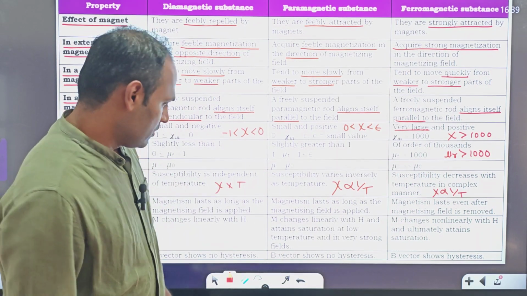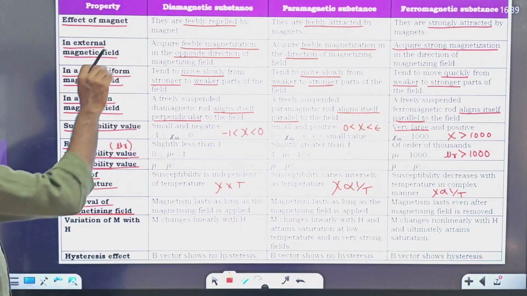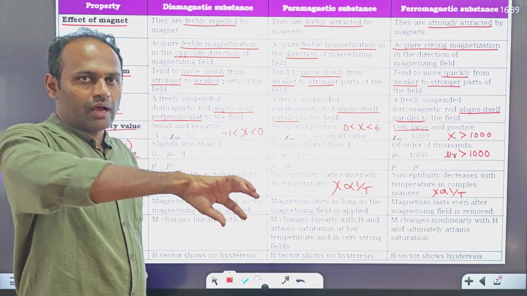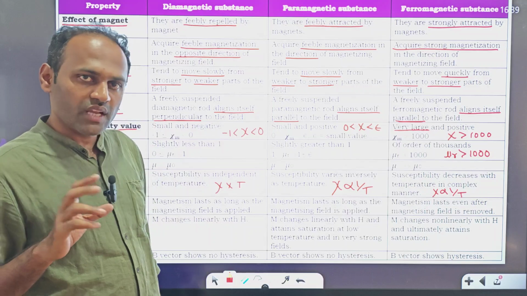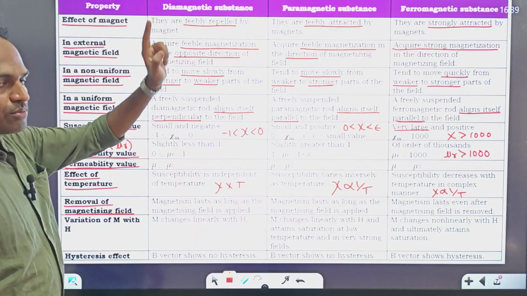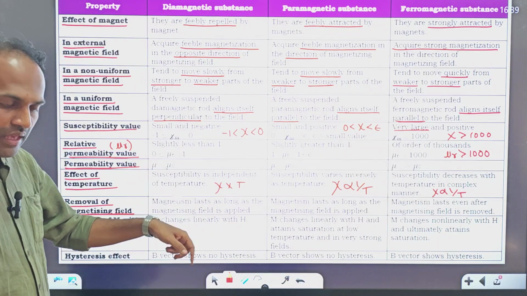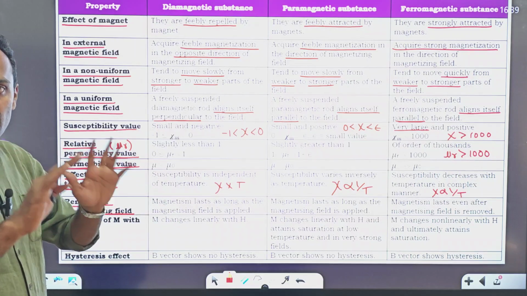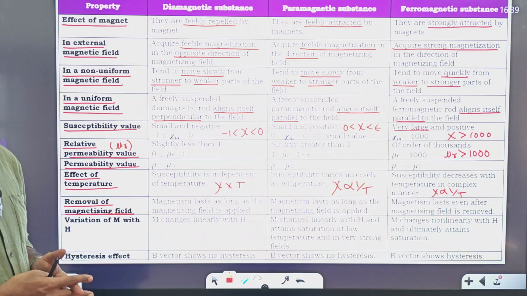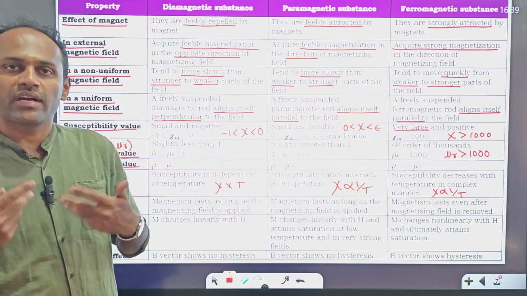Next, whenever you keep these magnetic materials in a magnetic field to magnetize them, and then remove them from the magnetic field, what happens? After removing the diamagnetic substance from the magnetic field, magnetism lasts as long as the magnetizing field is applied. If you remove it from the magnetic field, its magnetism disappears. So it will have magnetic moments until it is kept in the magnetizing field. Once you remove it, it will again become zero.